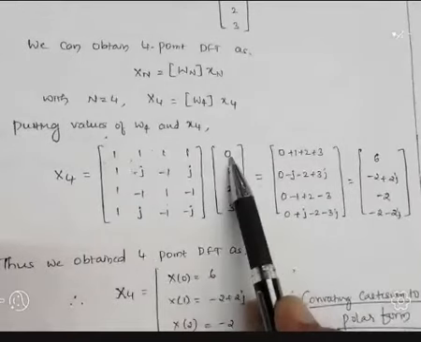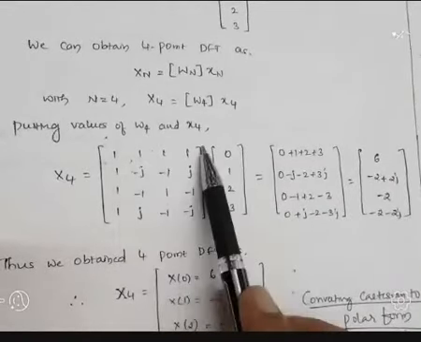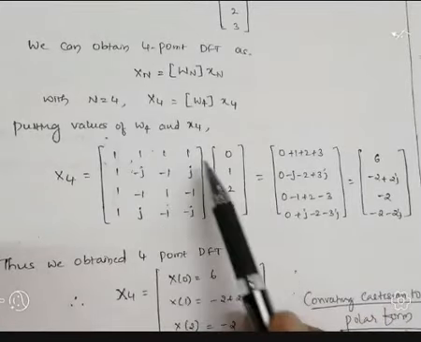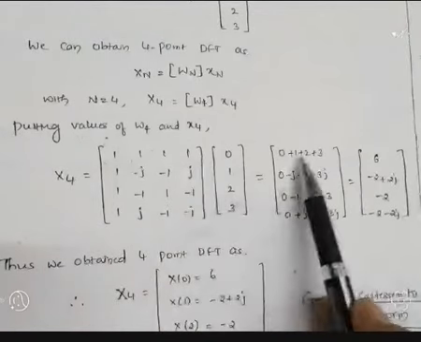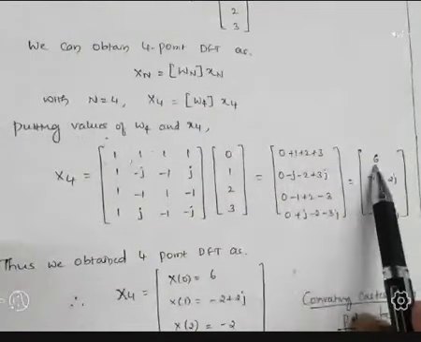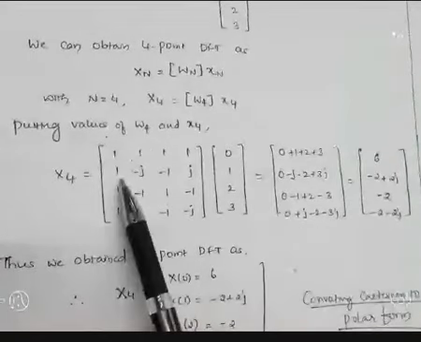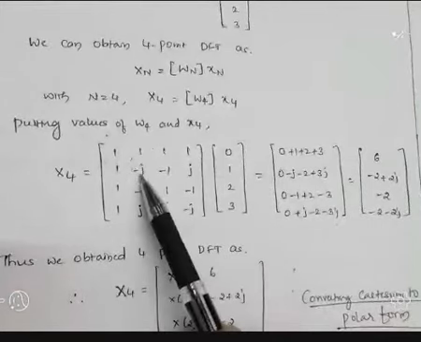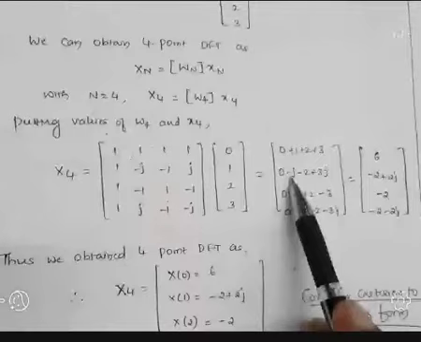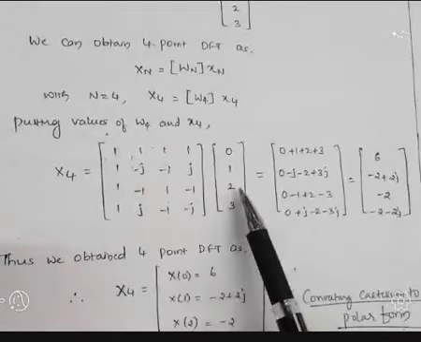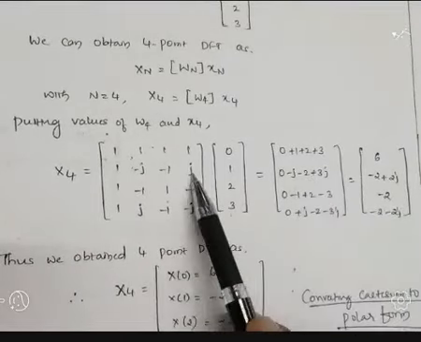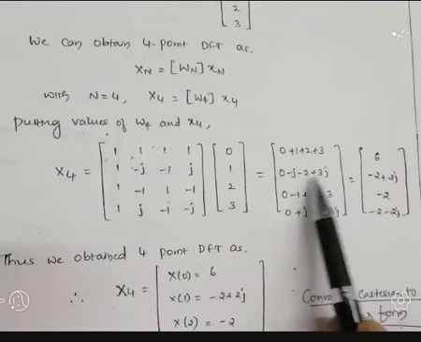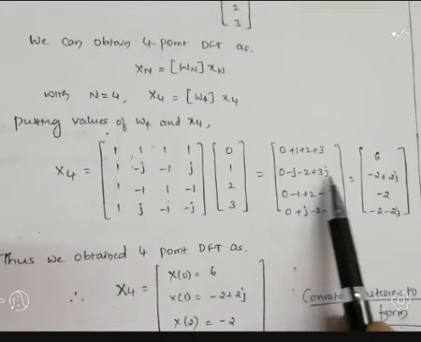Multiply the things. 1 multiplied by 0 is 0, row multiplied by column. 1 multiplied by 1 is 1, 1 multiplied by 2 is 2, 1 multiplied by 3 is 3. Hence, 1 plus 2 plus 3 is 6. Similarly, coming to the second row, 1 multiplied by 0 is 0. Next, minus j multiplied by 1 is minus j. Minus 1 multiplied by 2 is minus 2. J multiplied by 3 is plus 3j. Simplifying minus 2 and minus j plus 3j, it becomes minus 2 plus 2j.